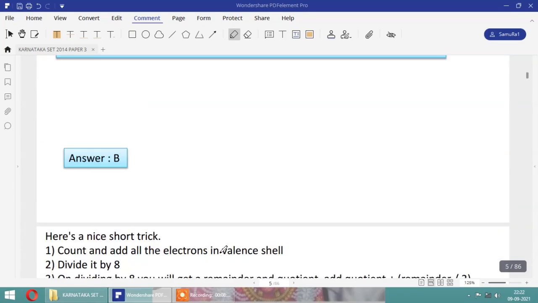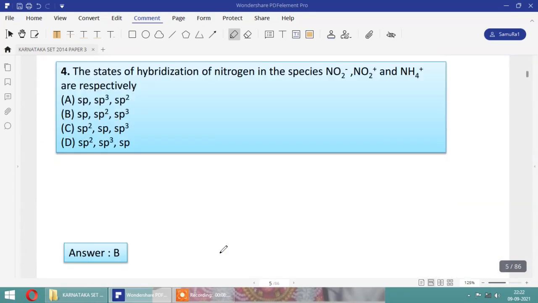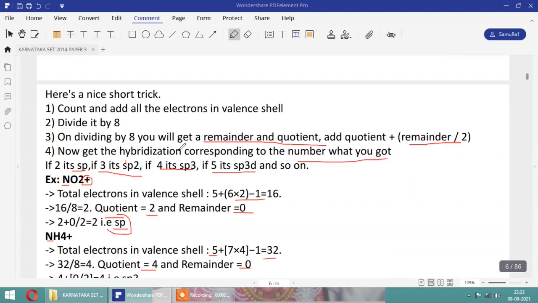Hence the answer is B. NO2 plus is sp, NO2 minus is sp2, NH4 plus is sp3 hybridization. Next question.